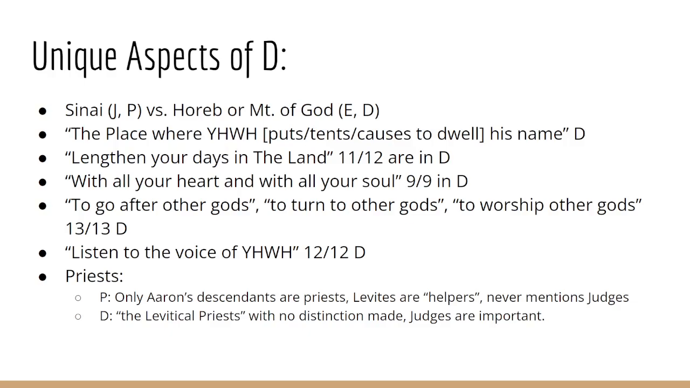So what do we see in D that shows us that it has different authorship than the other? Well, the mountain where they get the Ten Commandments is called Sinai in J and P, but it's called Horeb in E and D. We also notice that the place where Yahweh puts his name to dwell, he either puts his name or tents his name, causes his name to dwell in a place. Every time that shows up, it's in D.